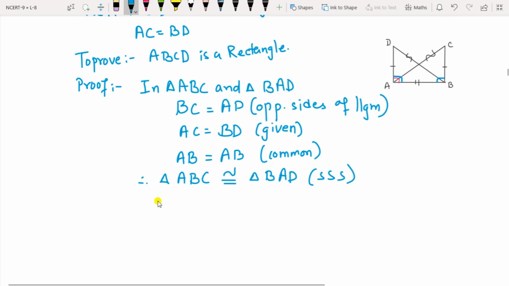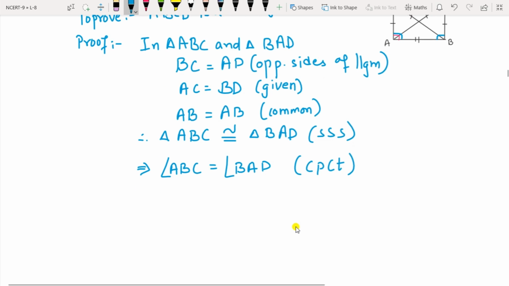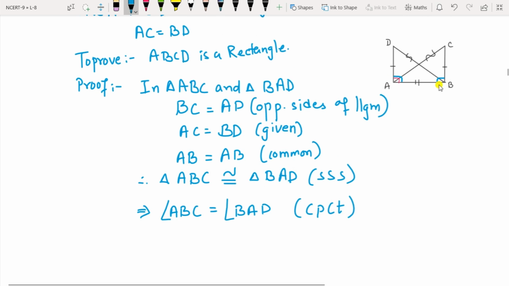So we will say that angle ABC, this angle and this angle are equal. Therefore angle ABC will be equal to angle BAD, that will be your CPCT, that is corresponding parts of congruent triangles. The remaining parts are automatically equal if the two triangles are congruent to each other. Now, in this case you can see that these two angles are co-interior angles.